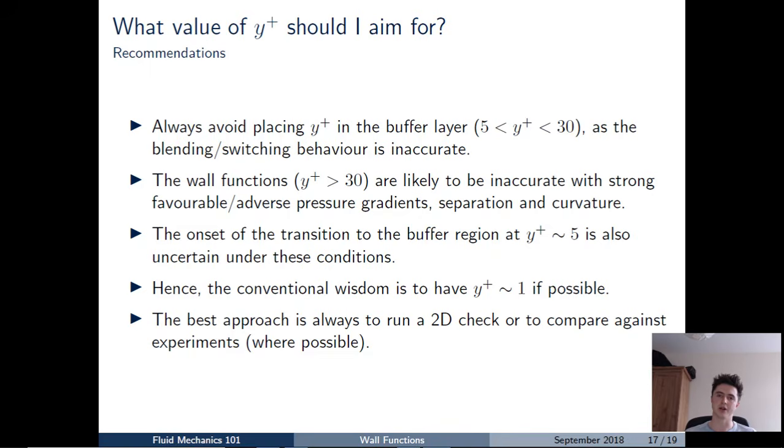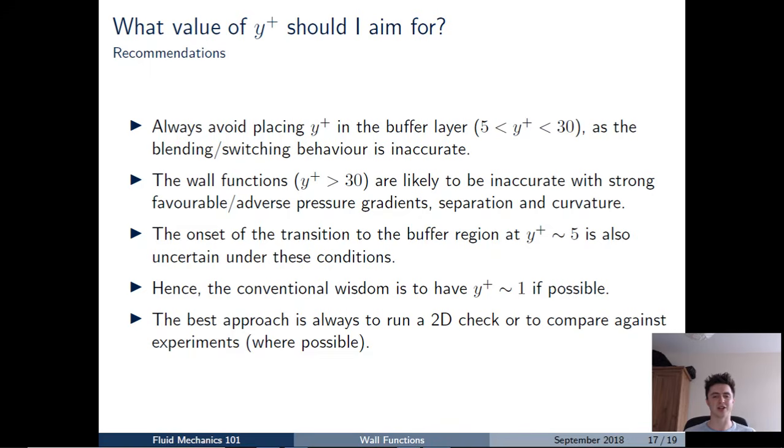And so conventional wisdom, trial and error through the industry, has shown that reducing the y plus down to 1 is sufficient to achieve an accurate solution, because when the y plus is 1, then the flow variation between the wall and the wall adjacent centroid is linear, even under separation, curvature, and pressure gradient effects. But that may not be very useful.